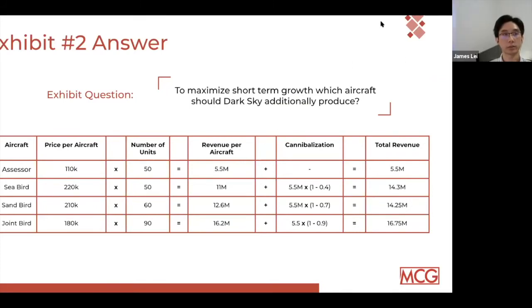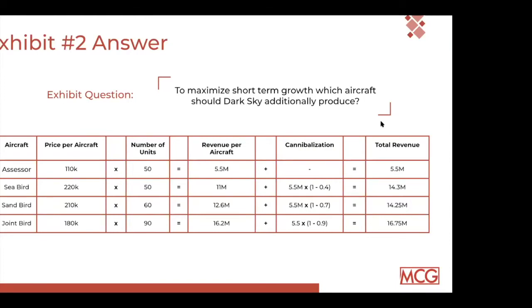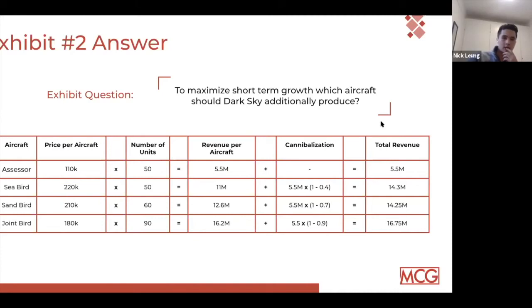Yeah, so from an R&D perspective, it's generally really difficult to launch three new holistic products at the same time. Whether or not you want to launch multiple of them can be a consideration as well. But likely in the immediate short term, you're probably picking the one that has the most profit potential. Okay, thank you. Also, if you have any misunderstanding of what the question was, you can look back to what the exhibit question was saying: to maximize short-term growth, which aircraft should Dark Sky additionally produce? That wording implies that they're only going to produce one other aircraft in combination with the Assessor.